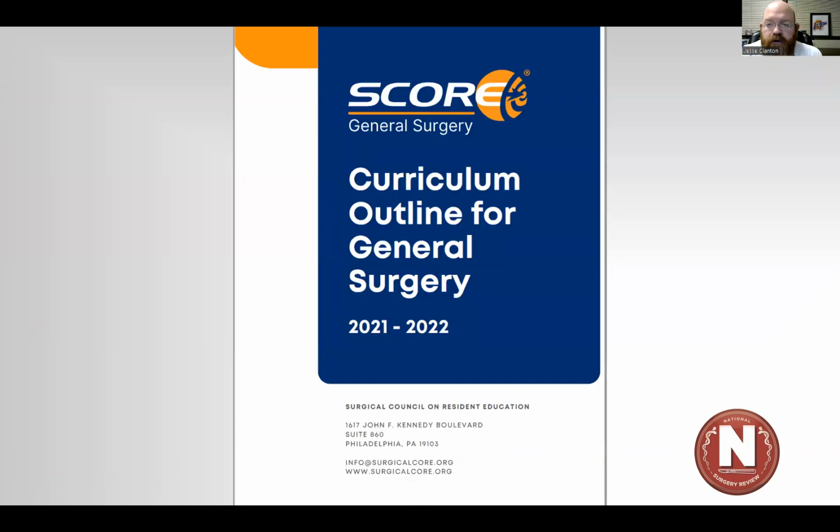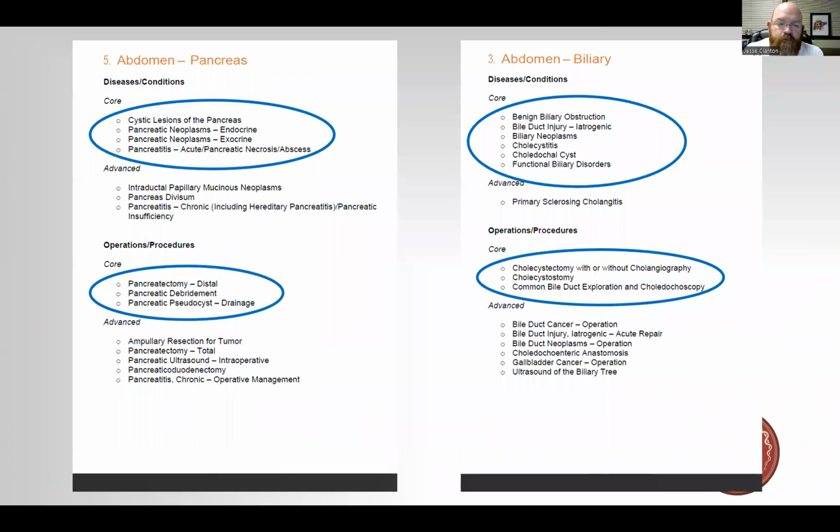As always, I like to follow the SCORE curriculum outline for general surgery. This is the most updated copy, and it highlights, as you likely already know, what's expected of anyone taking the general surgery board examinations or ABSITE examinations and breaks it down into core and advanced topics. I'll be focusing predominantly on the core topics in this section of the pancreas, and we'll also talk about benign biliary disease, where we'll reserve malignant biliary disease for part 2 along with the liver.